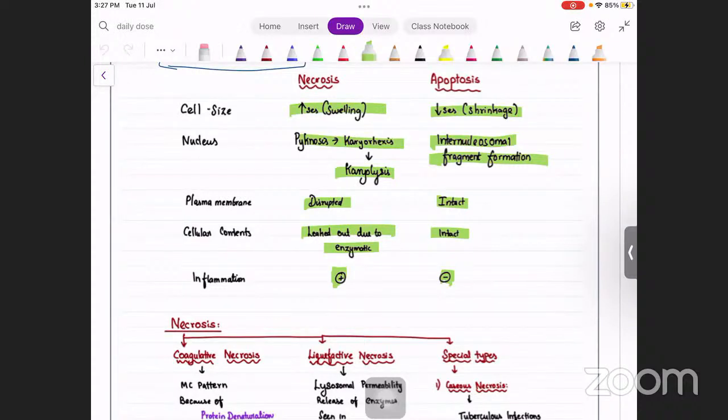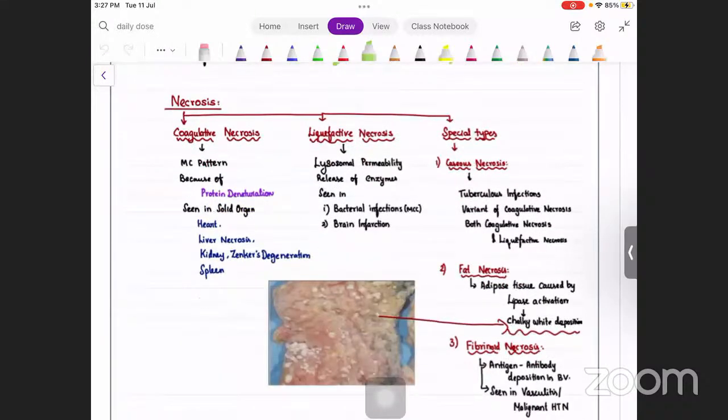Necrosis is kind of like killing the cell, while apoptosis is kind of like a suicide cell. So does a suicide cell have any damage? No. So the plasma membrane will be intact, your cellular content will be intact, and the nucleus will have intranucleosomal fragment formation. And only the cell size will decrease. While in the case of necrosis, it is damage we are doing. So the plasma membrane will be disrupted, cellular content will be leaked out, and the nucleus will undergo pycnosis, karyorrhexis, karyolysis, and the cell will be swelling due to the lack of sodium potassium ATPase. Sodium and water influx will be happening, and in turn causes cellular swelling. So cellular swelling will happen in necrosis.